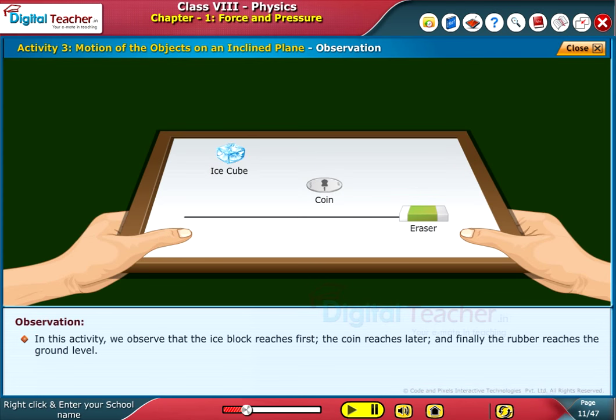In this activity, we observe that the ice block reaches first, the coin reaches later, and finally the rubber reaches the ground level.